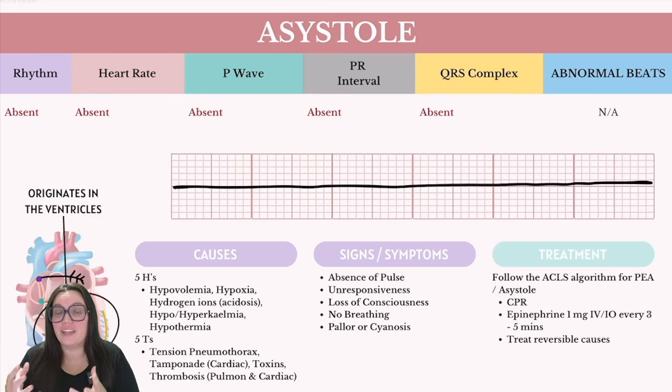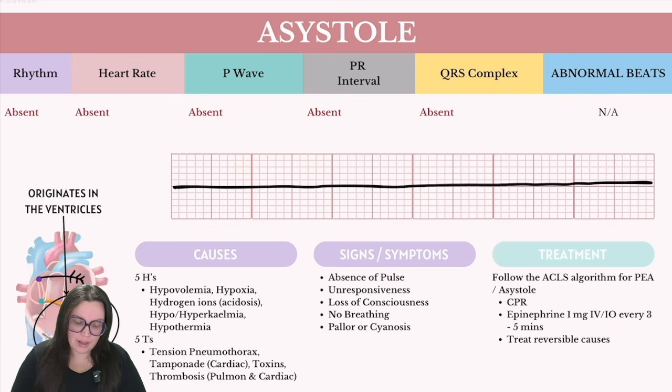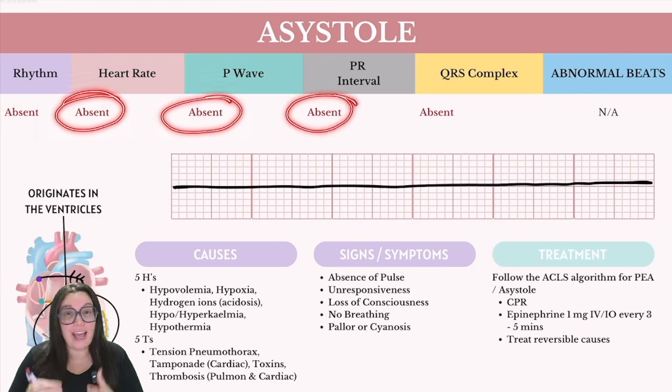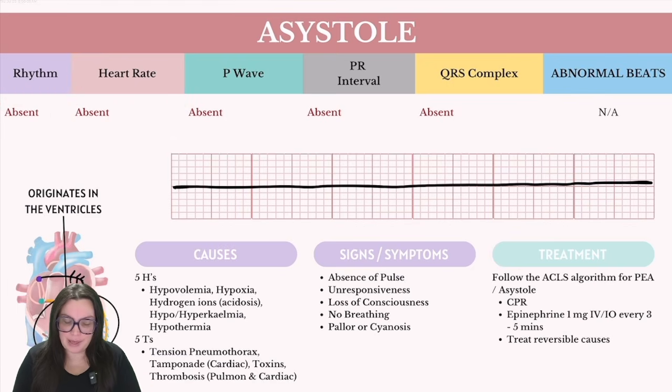So what are we looking at when it comes to rhythm identification? Well, the rhythm's going to be absent, our heart rate's going to be absent, we have no P wave activity at all in order to see a P wave or PR interval, and the QRS is also going to be absent. We are literally just dealing with a flat line. This happens to be one of the easiest rhythms to identify because of the absence of electrical activity.